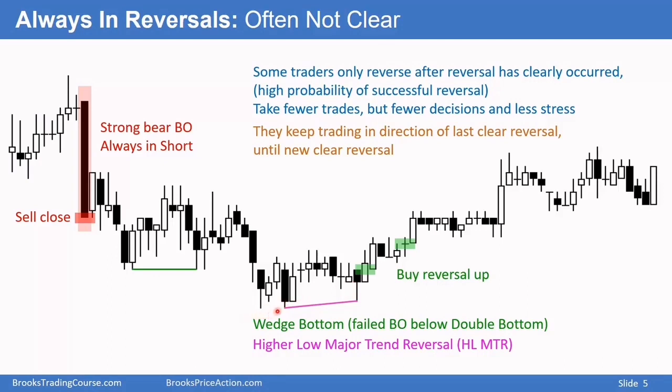You can call it something else. You can call it a double bottom. You can call it a higher low major trend reversal. But I think of it as a wedge. There are 1, 2, 3, and 3. Too many traders front ran the buy, and they bought before the market fell below the prior low and reversed up.